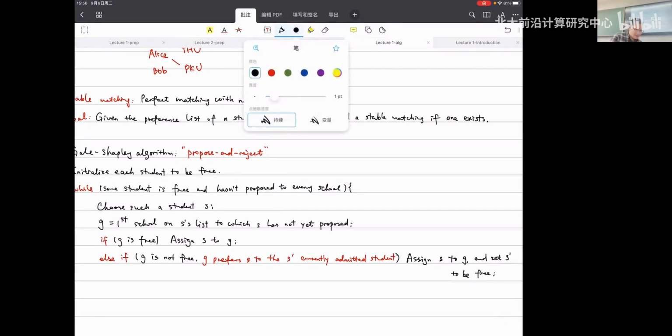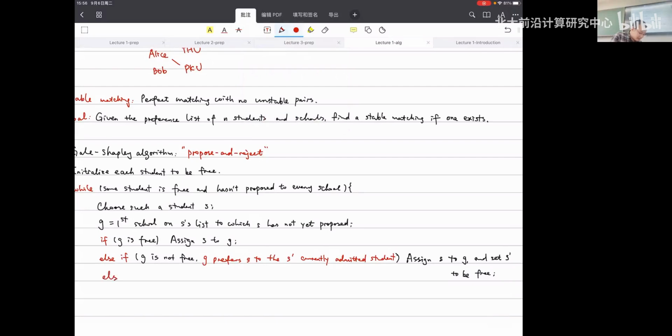And else, that is the worst case. The worst case means that G is not free, and S prime is already better than S from the perspective of G. Of course, G is going to reject S.